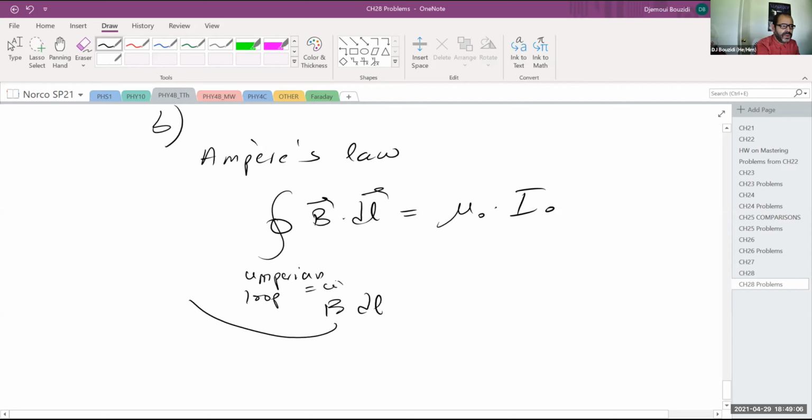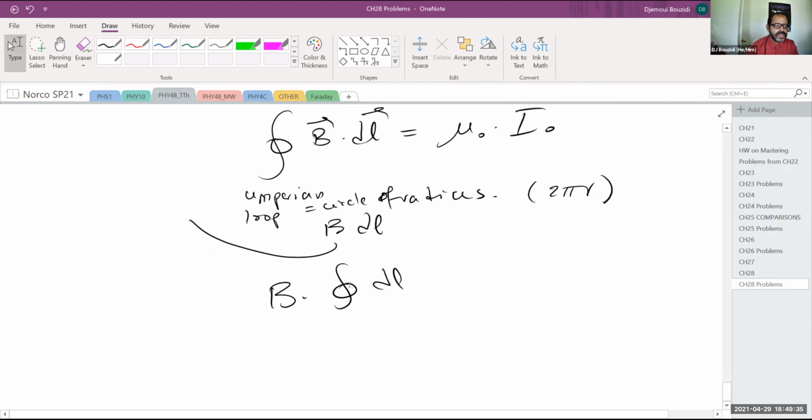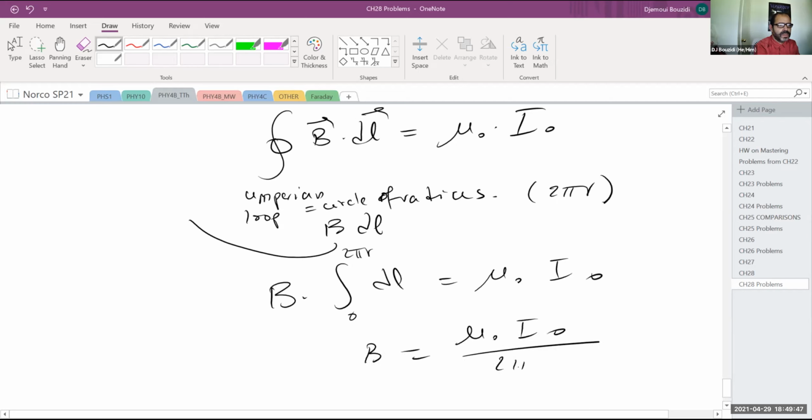So this is going to be a circle of radius R. So the circumference for that is 2 pi R, because we're going to circulate around the path. So the B will come out of the integral because it's constant, it depends only on R. And since R is not changing, we're on the circle, it's going to come out of the integral. And basically the circulation of dl is just the entire circumference, so the integration becomes simply the integration from whatever value to 2 pi R. And this is equal to mu naught I naught. So the whole thing is B equals mu naught I naught divided by 2 pi R.